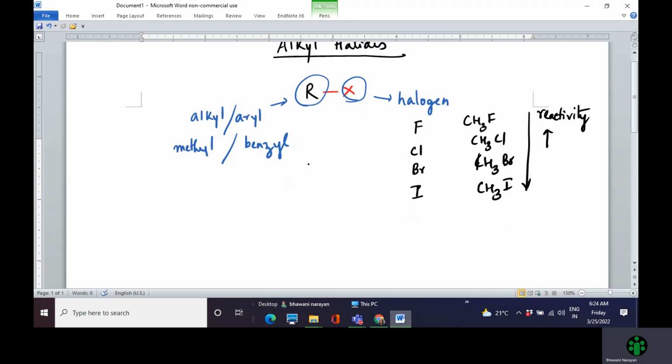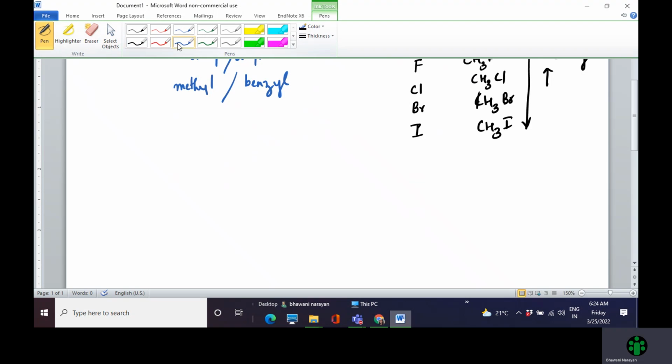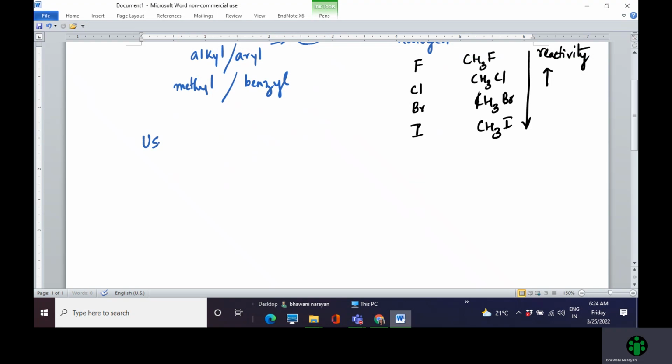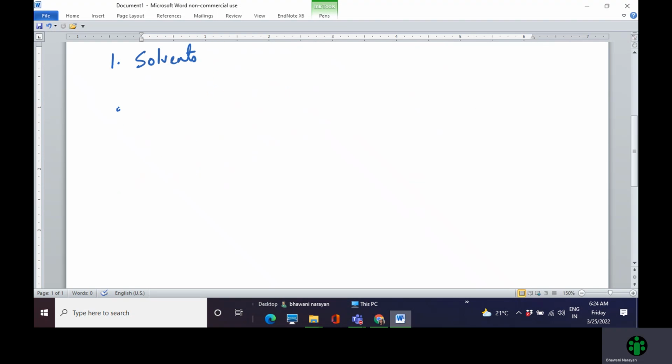Next, let us move on to the uses of alkyl halides. So let me now tell you something about the uses. A most common use of alkyl halide is as solvents. So they are used for solvents. They are used as solvents for multiple reactions. The second use is very interesting. So alkyl halides are truly magic molecules. Let me tell you why.